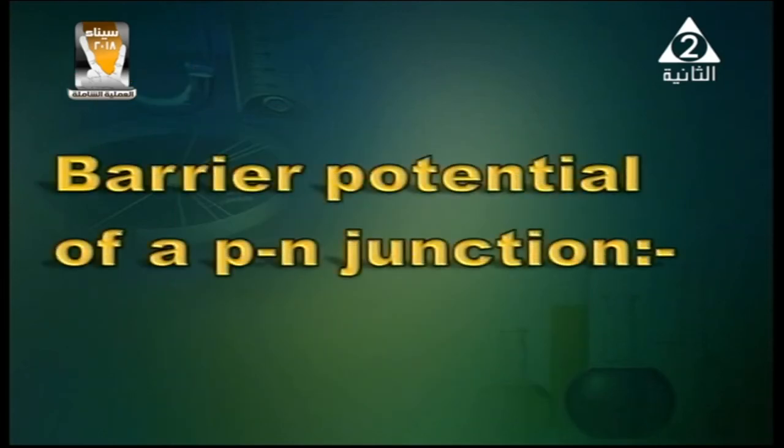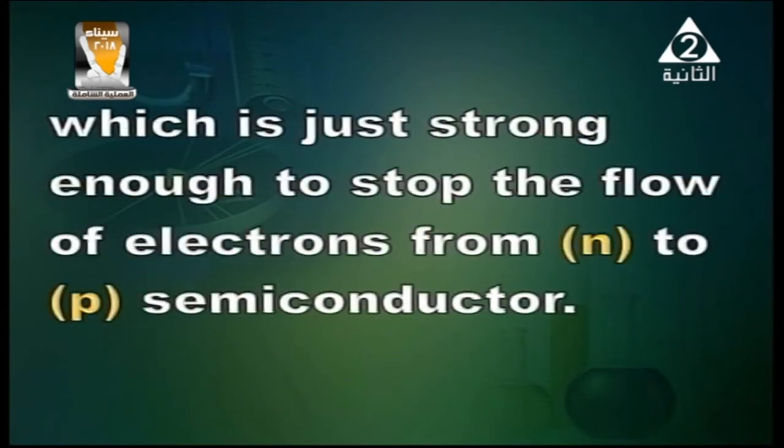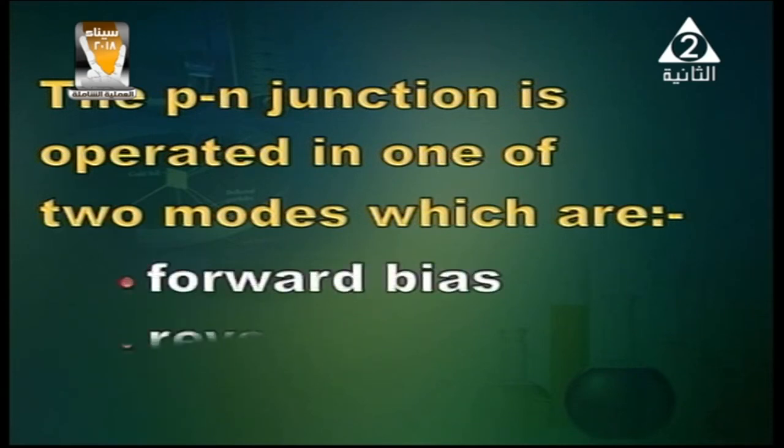And now we want to define the barrier potential of a PN junction. It is the potential difference between the N-type material and the P-type material, which is just strong enough to stop the flow of electrons from N-type to P-type semiconductor. The PN junction is operated in one of two modes, which are forward bias and reverse bias.